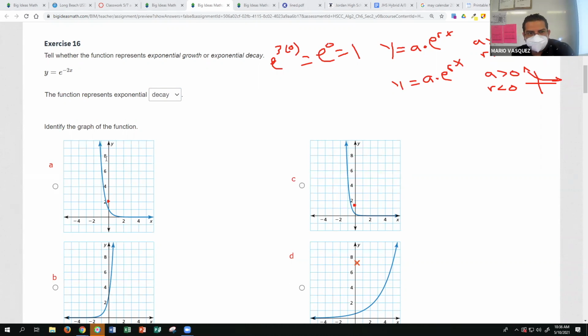B and D? Yeah, because those are exponential growth. Thank you. So we can eliminate B and D. You guys were right, and you were right. All right, so it has to be either A or C.